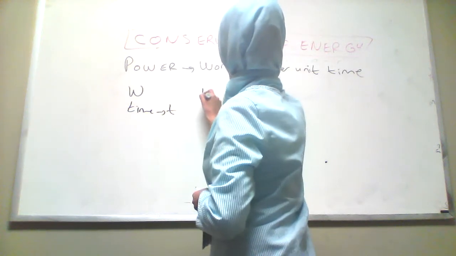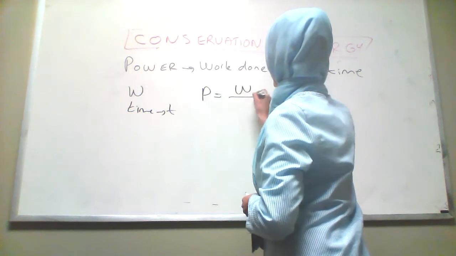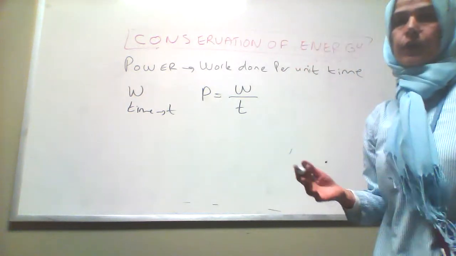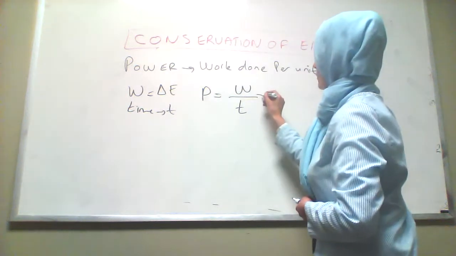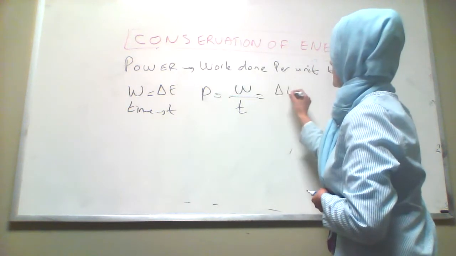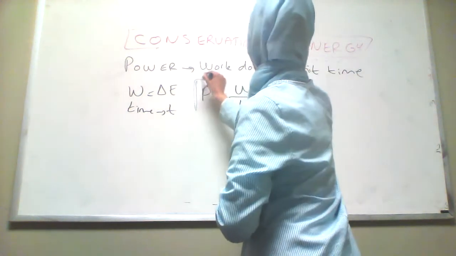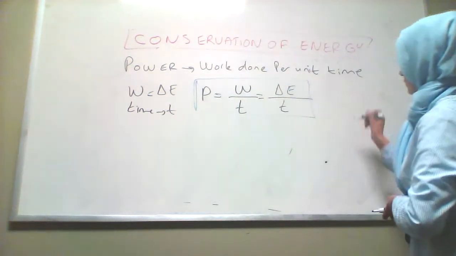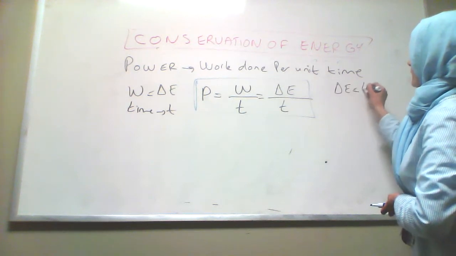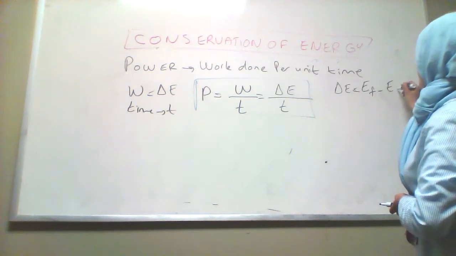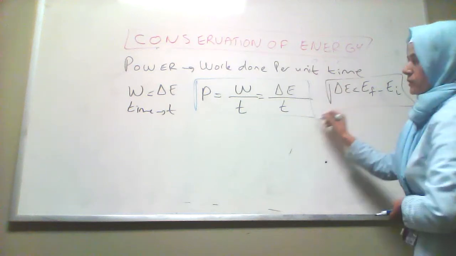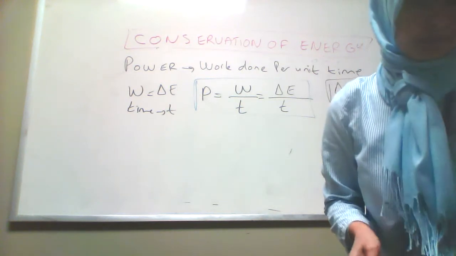So if we know a work W and the time as T, power P will be equal to work divided by this time. And before we know the work is equal to change in energy, so we can also find power of a system using change in energy divided by time, right? Just to remind you, change in energy is always equal to final energy minus initial energy being the total energy of the system.